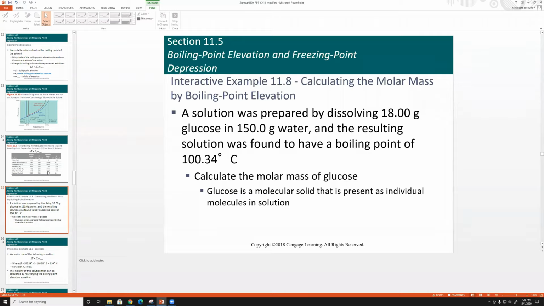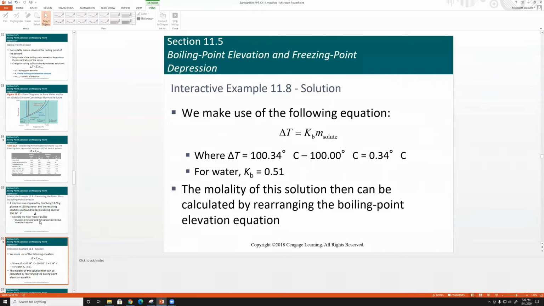So you can figure out the molar mass from this too. I'll give you 3 or 4 minutes to figure that out. Again, I'll just give you a hint. You have to use the equation for boiling point elevation, which is delta T equals Kb times the molality of the solute. And also Kb for water, I have to give you that, is 0.51.